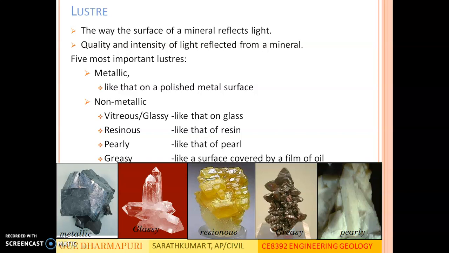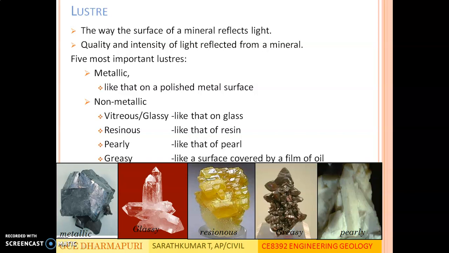In the non-metallic group, the important lusters are vitreous or glassy. These types of minerals will reflect light like glass. The next type is resinous. These minerals reflect light like that of resin. The next one is pearly. These minerals reflect light like that of a pearl. The next luster is greasy. These minerals reflect light like a surface covered by a film of oil.